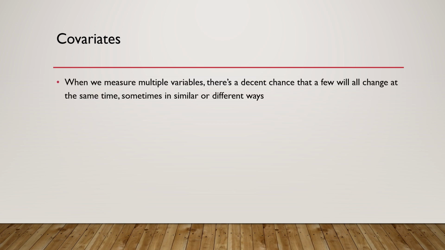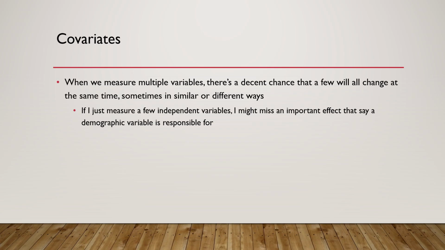So another way that variables can relate to each other is what we call covariance. When we're measuring multiple variables, often variables are changing at the same time, but they might be doing it in either similar or different ways. So if I'm just measuring a few independent variables, I might miss an important effect. So thinking about how many variables I'm collecting is where we need to start here, where if I don't collect a whole lot of variables, then I might be missing an effect that I am just not accounting for at all in my data.